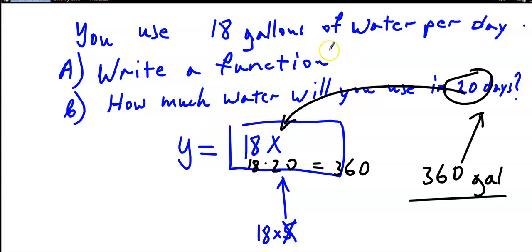Part 1, what is the function? The function is y equals 18 gallons times the number of days, and the number of days is x, and that value is going to be replaced depending on how many days you're trying to figure out.